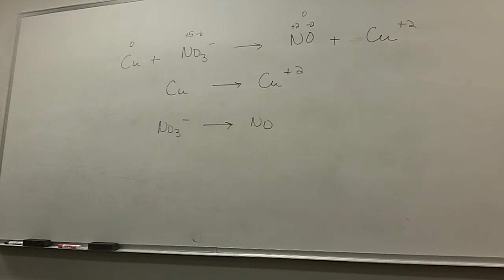Now, then we balance the ions. So what do we need to do? Add 2 electrons to this. 2 electrons, plus 2.